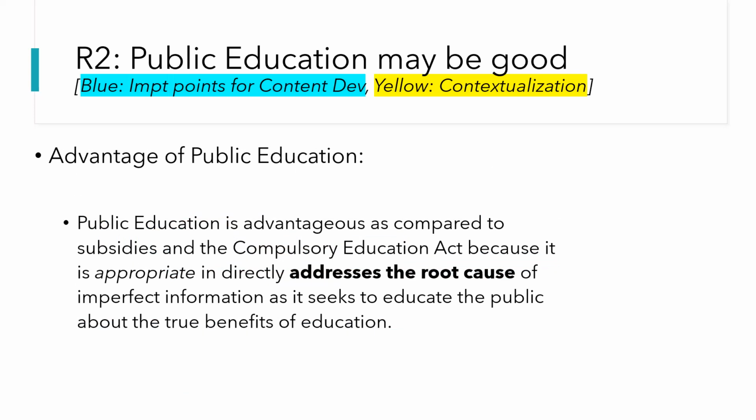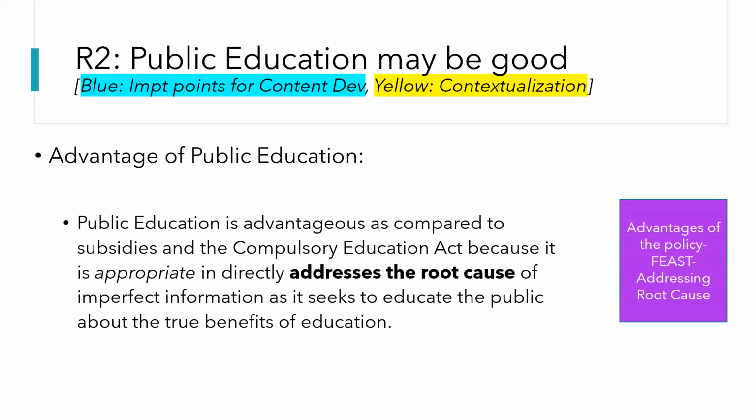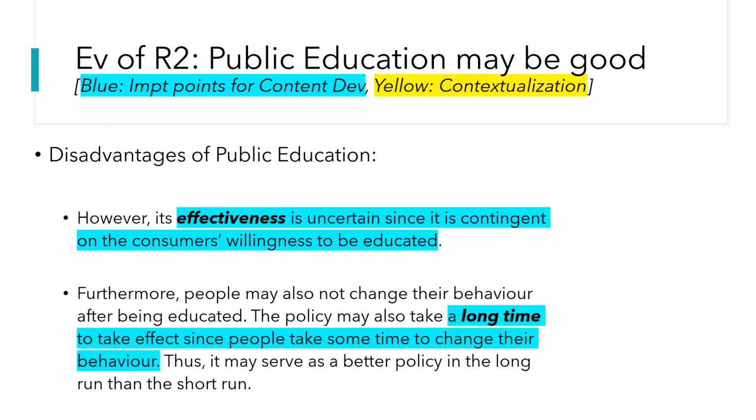Now we use FEAST to show some advantages of public education. Firstly, we use the idea of it addressing the root cause, because public education targets the imperfect information very, very directly. It is very appropriate in addressing this root cause as it seeks to educate the public about the true benefits of education. Next up, we use the framework of FEAST to show the disadvantages of public education.